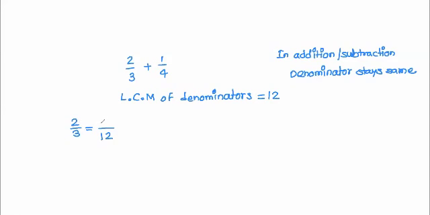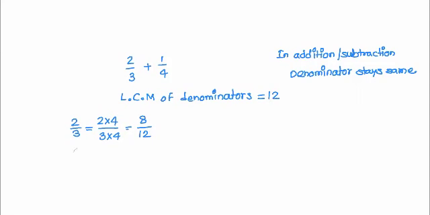So what I am actually doing here is, this 3 I am multiplying by 4 to get 12. So in that case, I have to multiply the numerator also by 4. So 2 into 4 is 8. So my equivalent fraction of 2 upon 3 is 8 upon 12, which has the same denominator as the LCM.